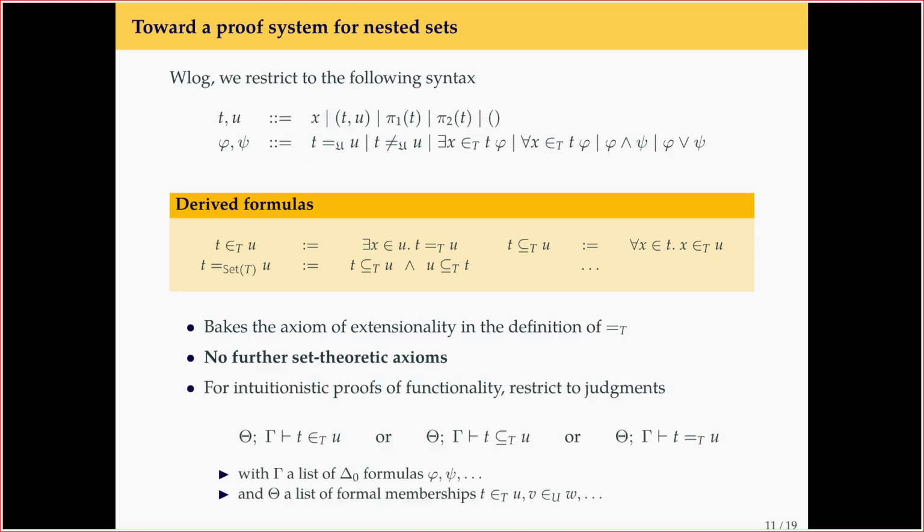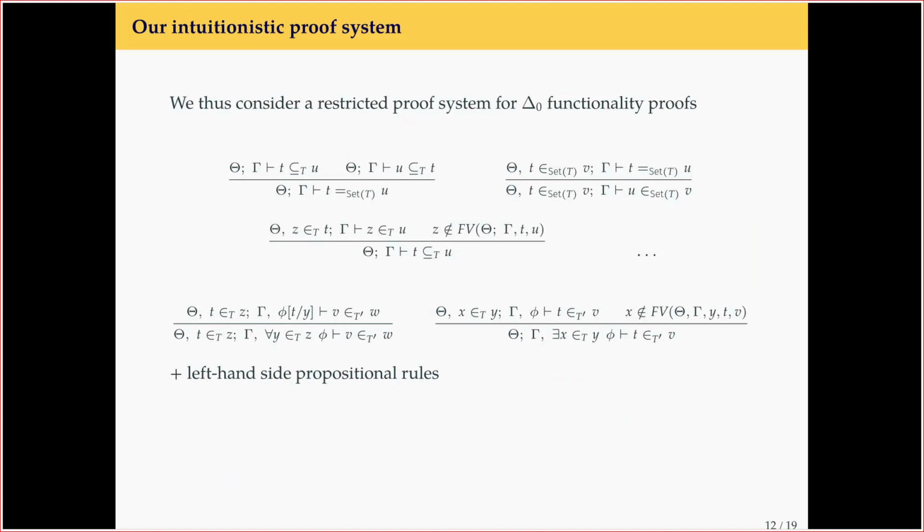Then, for functionality proofs, we will use, without loss of generality, a sequent calculus with a judgment between a list of atomic memberships and a list of delta zero formulas, those two lists forming the hypothesis of the sequent, and a single conclusion, as is customary in intuitionistic logic, with the additional twist that this conclusion will be either a membership, an equality, or an inclusion between sets. The intuitionistic sequent calculus then contains rules tailored to this setting, where the right-hand side of the sequent has those specific shapes, and all quantifications are bounded.